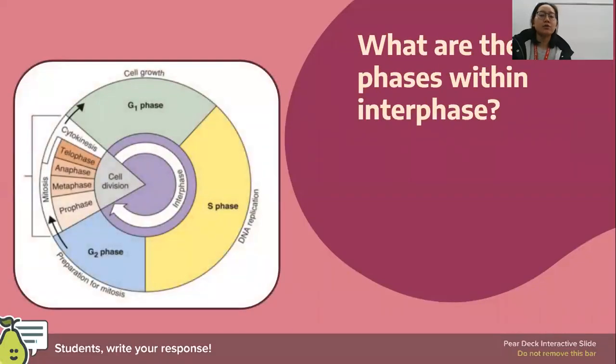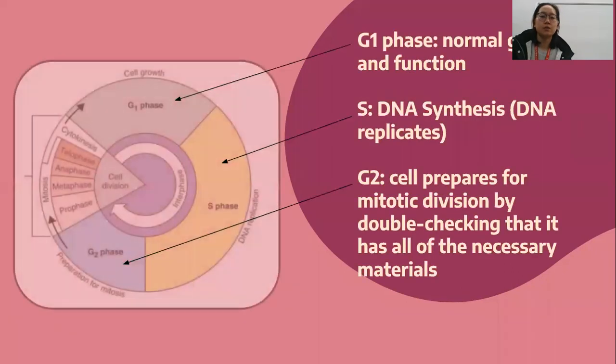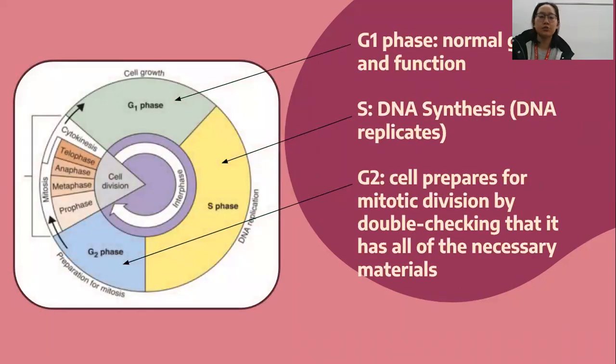So there are three technical phases within interphase. First, we start out with G1, S, and then G2. The order does not go G1, G2 immediately. The S phase is sandwiched in between both growth phases. The G1 phase is the normal growth and function of the cell. It's growing in size because it has just finished splitting from mitosis and cytokinesis. So it's got to grow and it's got to do its job the whole time it's growing.